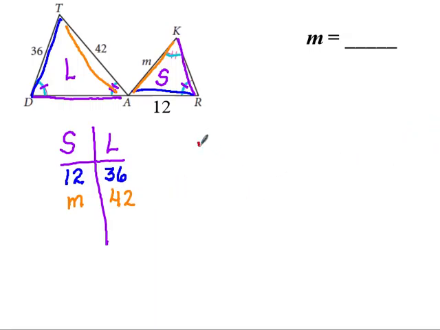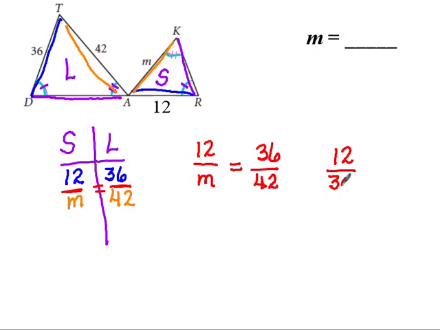And so my proportion in this case will be 12 over what? I could do 12 over 36, or I could just do this. The reason why I write it this way is because it's exactly as you see it here. See, this is all I'm doing. But you could do 12 over 36 equals M over 42 if that would make better sense to you.